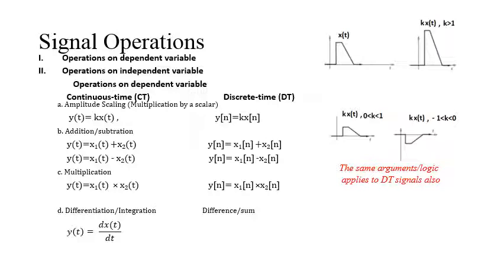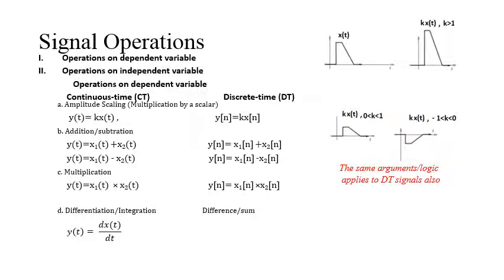Similarly, in case of discrete time signal, the input signal will be x of n, and the corresponding output signal will be denoted by y of n. So for example, we have signal x of t the input and the output is y of t. So in case of amplitude scaling, we can write the equation as y of t equals k times x of t. Similarly, for the discrete time case, we can say y of n equals k times x of n, where k is the scaling factor.